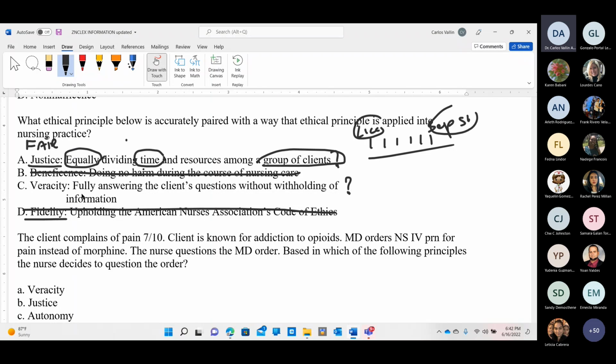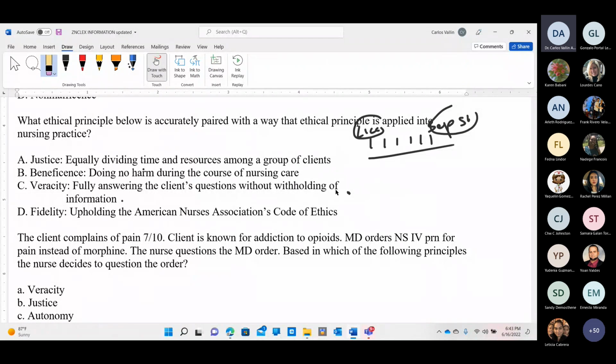I don't find any serious critique for option C, because veracity is to say the truth. And at least theoretically, in this perfect world of the anchors, in this Disney world of the anchors, veracity, to say the truth, is fully answering the client's question without withholding information. It is a very delicate topic, but at least philosophically and ethically, veracity is to have the truth all the time as a priority.